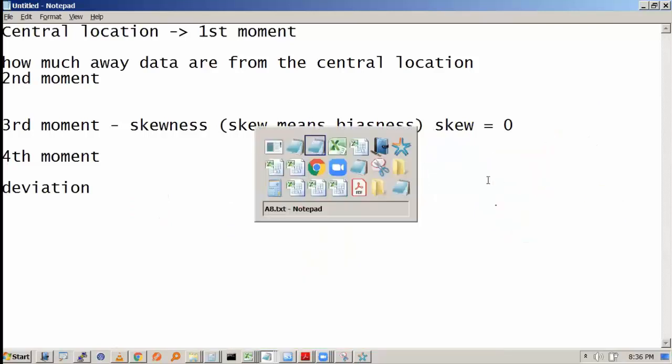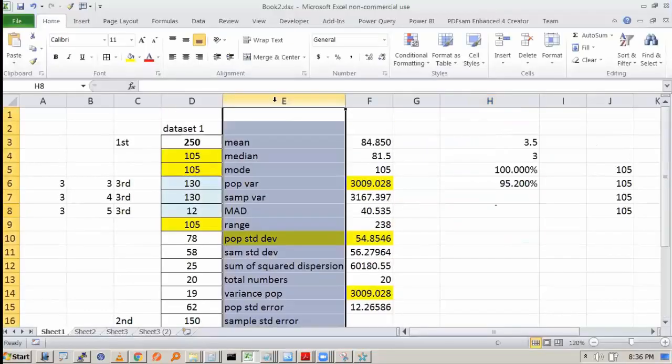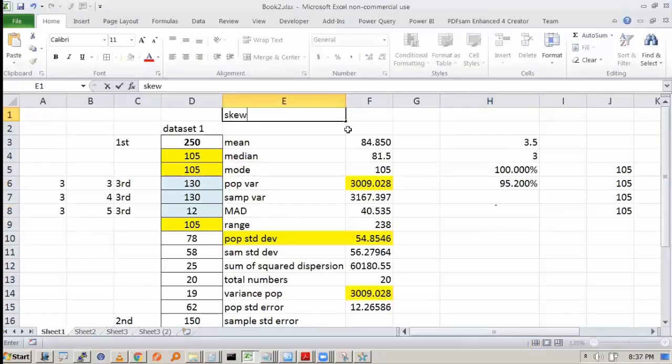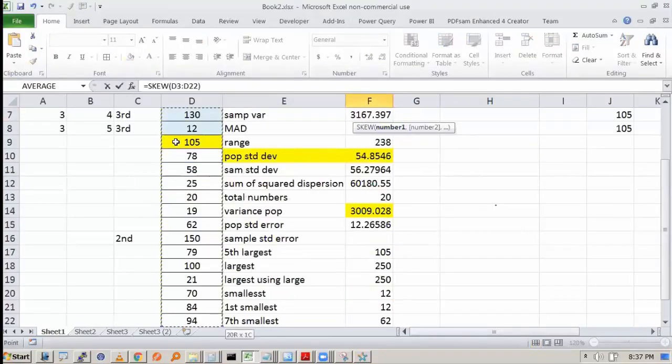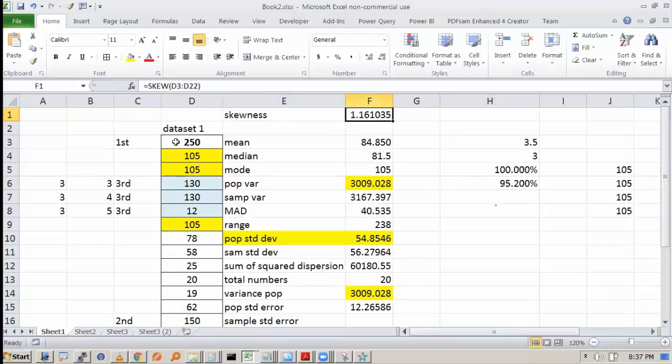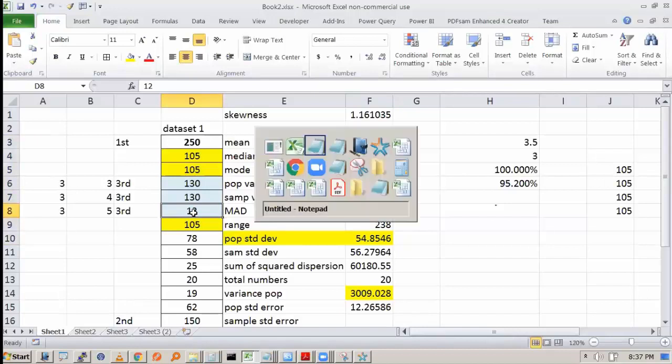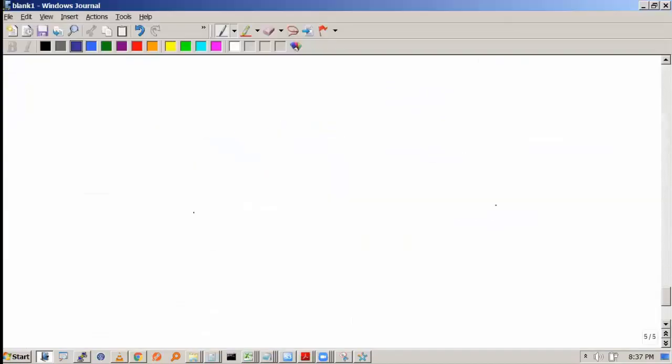As an example, we compute the skewness of our data set. The function is SKEW. You just give these numbers, and the skew will come. This is a highly skewed data set. Why? Because it has very large numbers, extreme values which are coming to the right. I'll show you what happens.